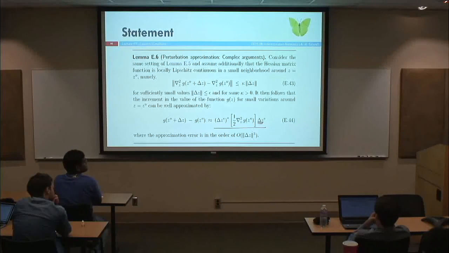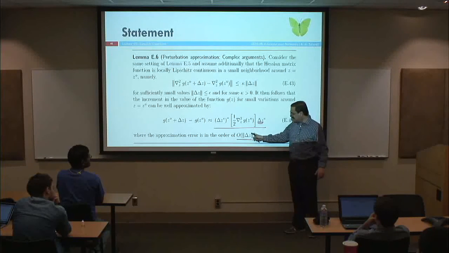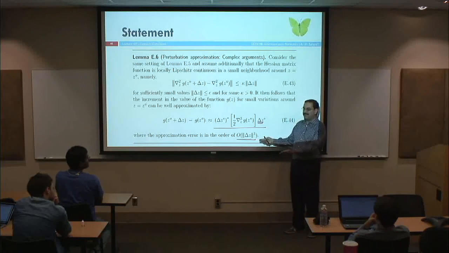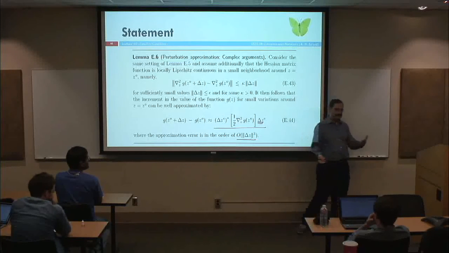And the difference will be of the order of the cubic norm of delta z. You could write delta z extended, but the norm of delta z extended is related to the norm of delta z, because they are delta z star, right? Okay?